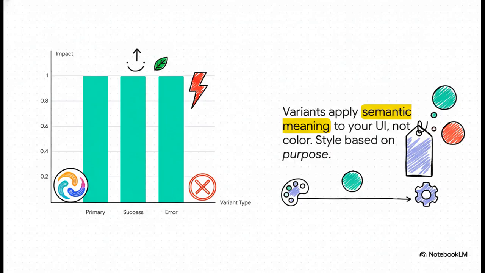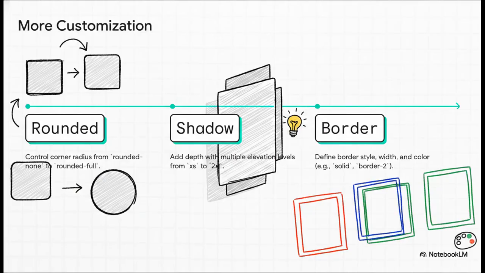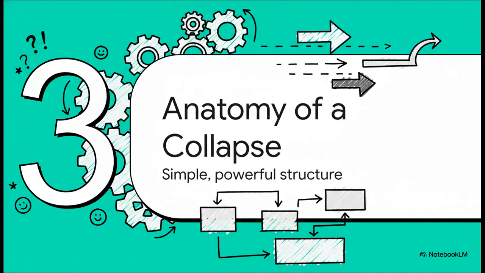It's brilliant. And believe me, the fine-tuning goes even deeper. You get a whole suite of styling tools. You can control the corner radius from sharp 90-degree angles to perfectly rounded circles. You can add subtle or even dramatic shadows to give it some depth. And of course, you can define the exact border style, width, and color you want. It's just comprehensive control. Okay, so it looks great, but you might be wondering, is this thing hard to use?